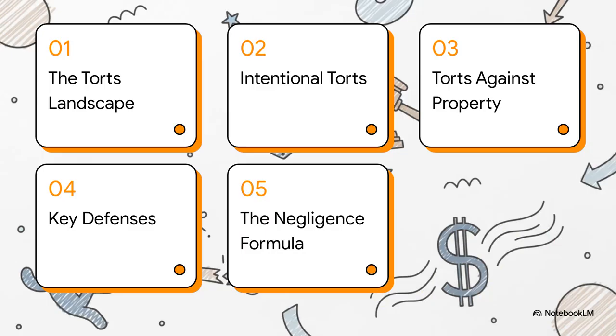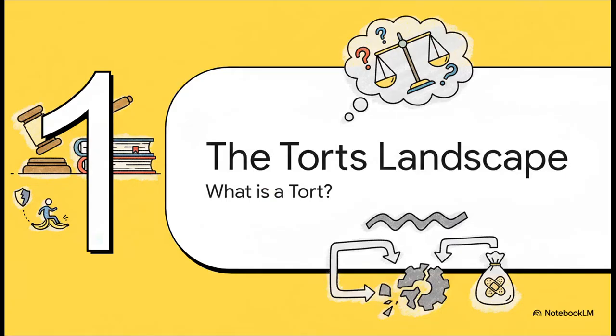Okay, so here's our game plan. We're going to start with the big picture, the torts landscape. Then we'll dive deep into your roadmap for intentional torts, check out torts against property, and cover the key defenses you have to know. We'll wrap it all up with the mega important negligence formula. Let's get into it.